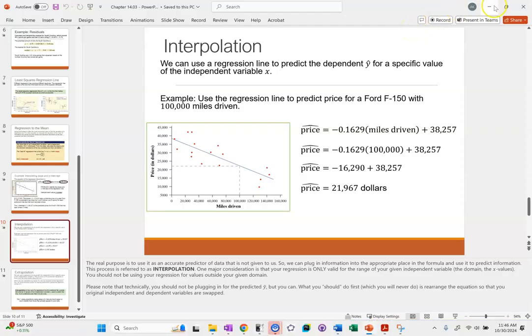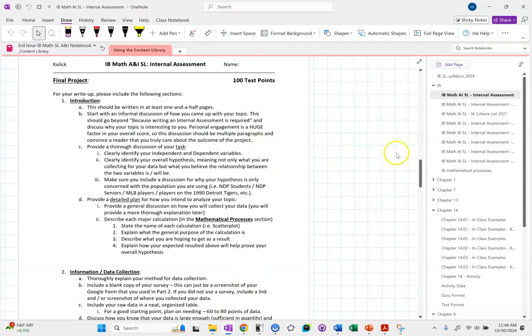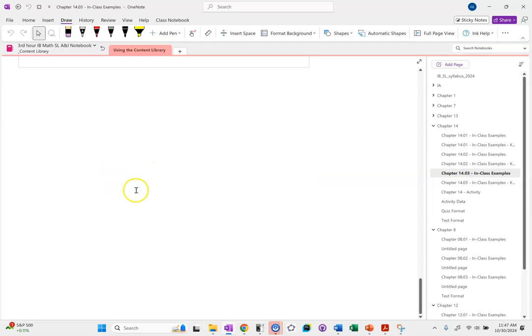All right. That's going to wrap up section 14.3. Let's do some of these in-class example problems.